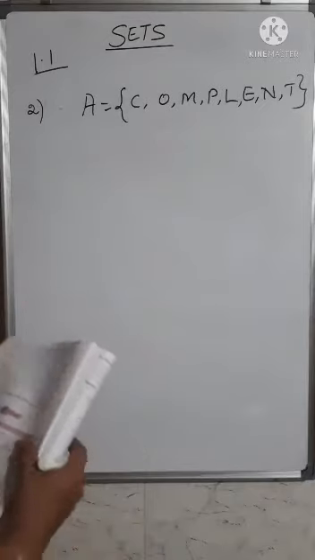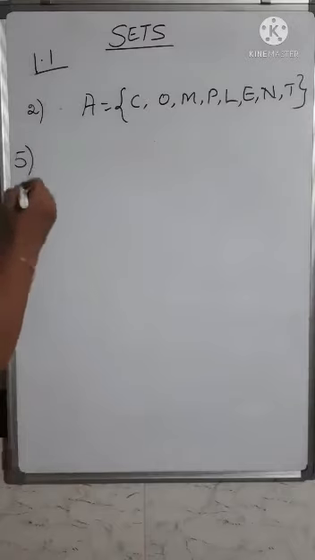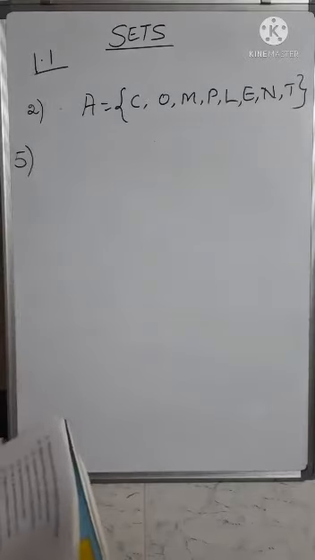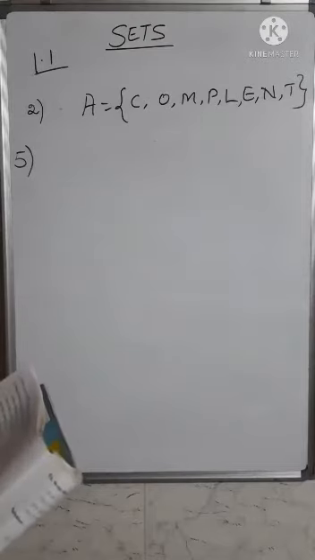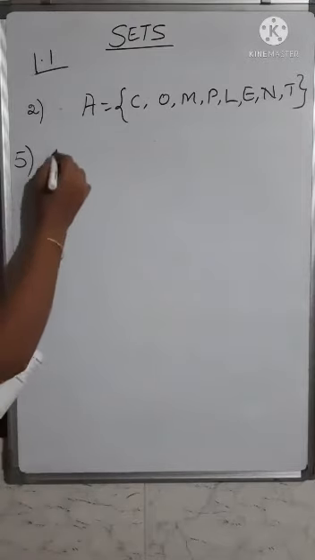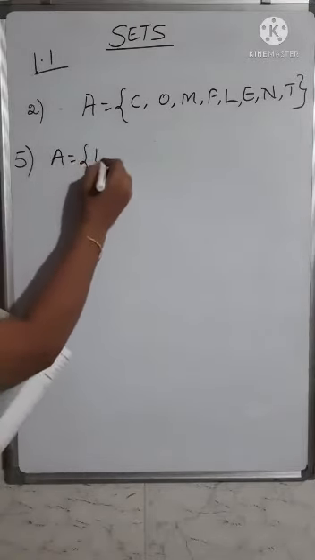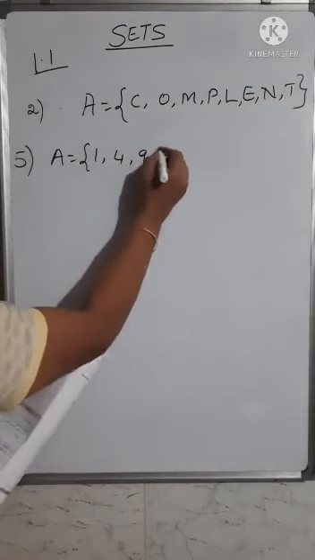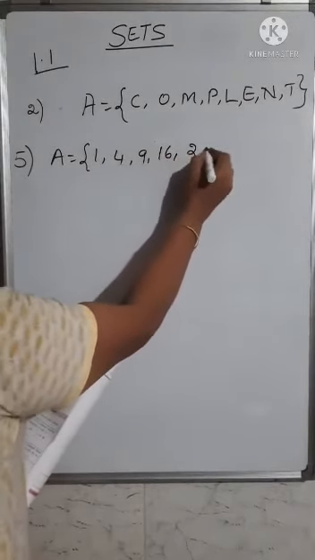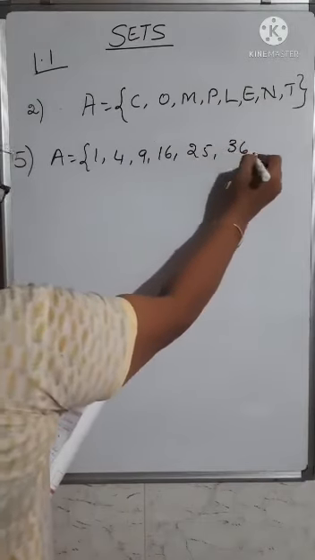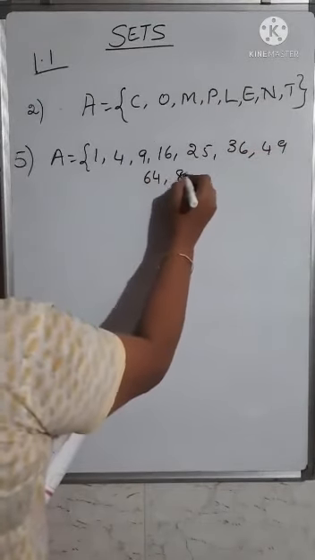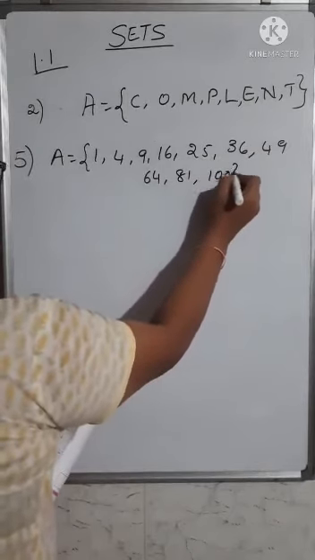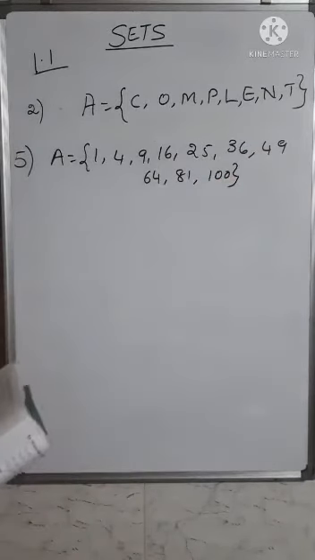Now we will go to the fifth one. The fifth problem, write the following sets using the rule method. So now you have to write the sets using the rule method. And the first one, they have given 1, 4, 9, 16, 25, 36, 49, 64, 81 and 100. So this you have to write using the rule method.